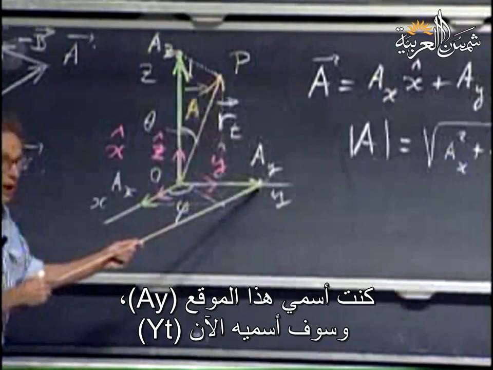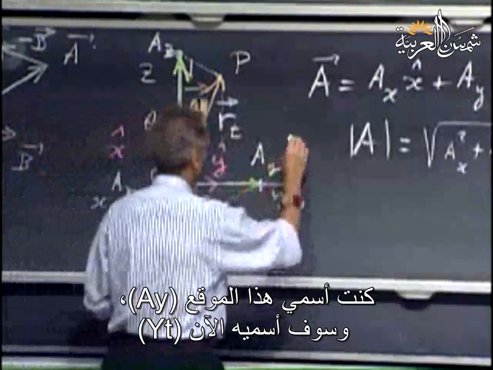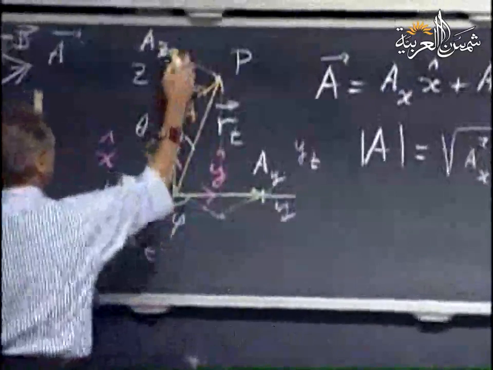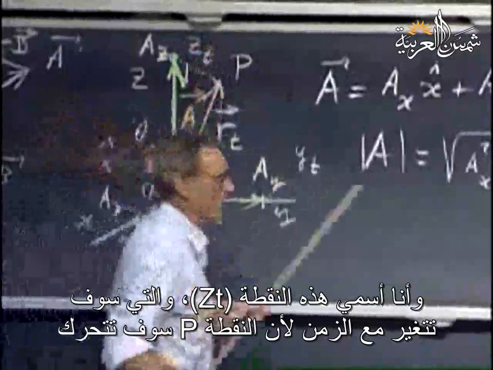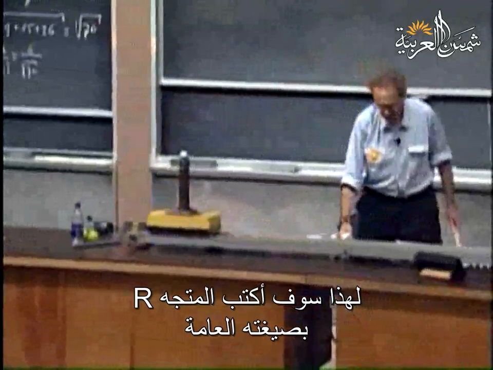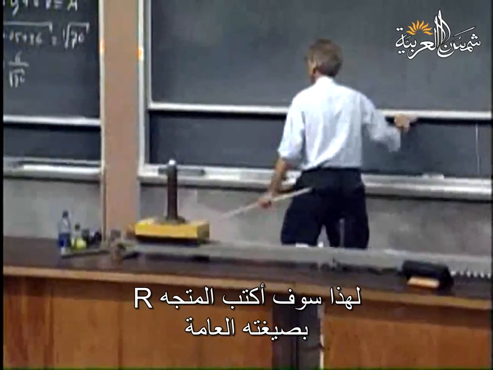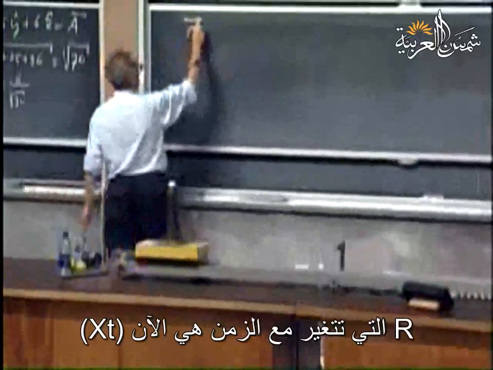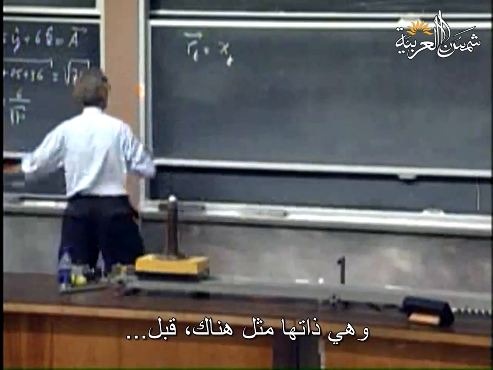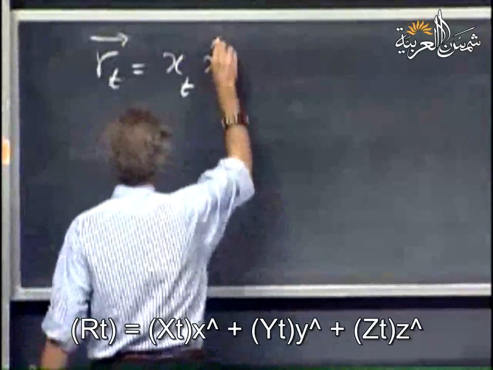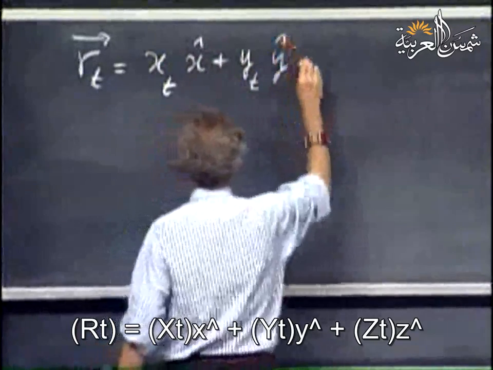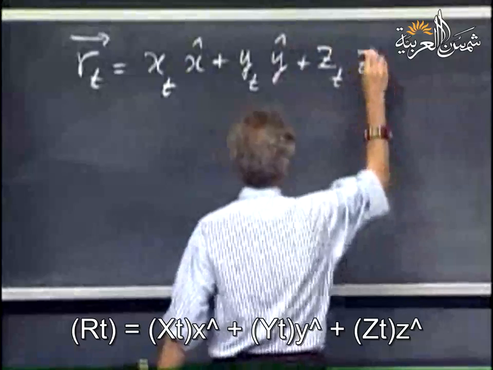I call this location X of t, this Y of t, it's changing with time. And I call this point Z of t, which is going to change with time, because point P is going to move. And so I'm going to write down the vector R in its most general form that I can do. R, which changes with time, is now X of t times x roof, plus Y of t, y roof, plus Z of t, z roof.